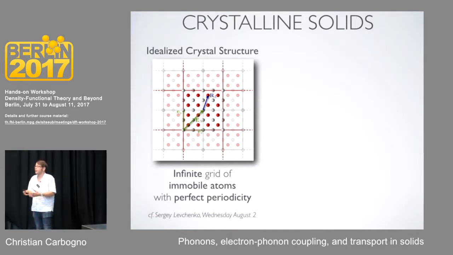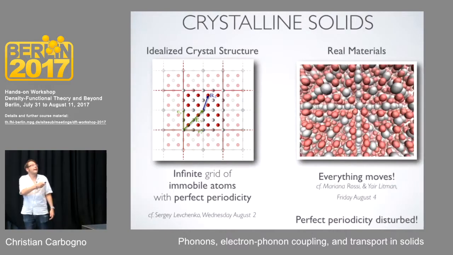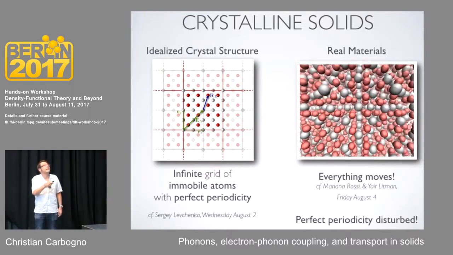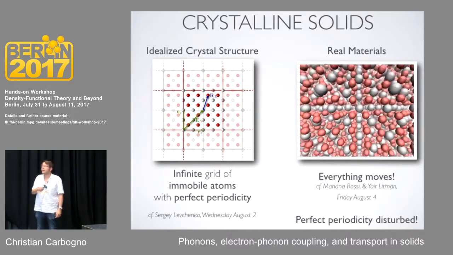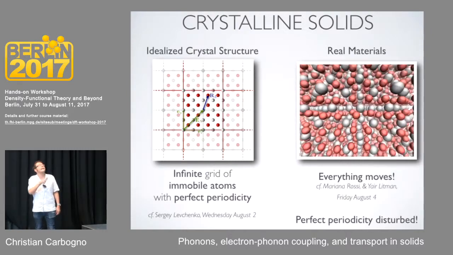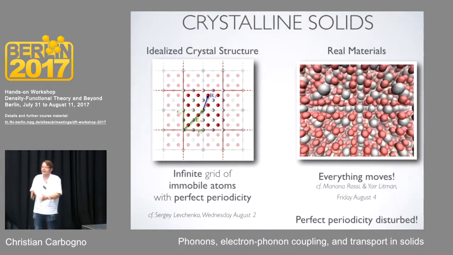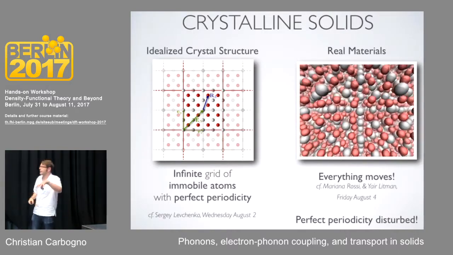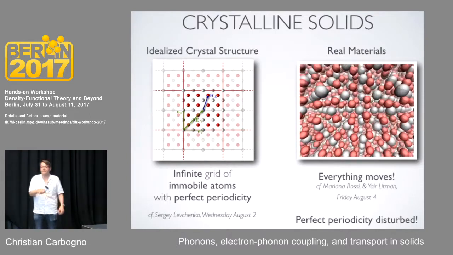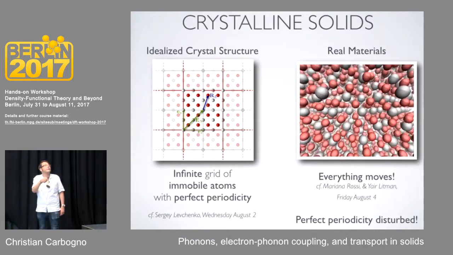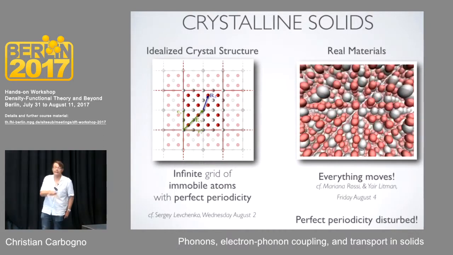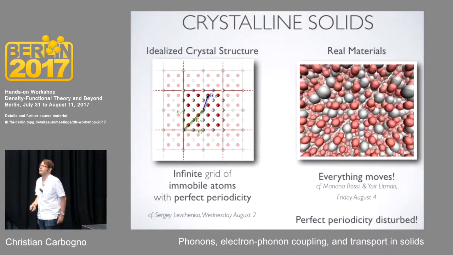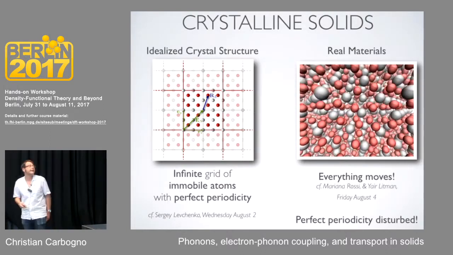On the other hand, what you also learned is that at finite temperatures, but even at 0 K due to quantum nuclear effects, everything is always moving. And this obviously implies that also this idealized picture of a static crystal with a perfect symmetry is only realized on average, but not at a microscopic level. So on a microscopic instantaneous level, the symmetry is always broken like you see here. The perfect periodicity is disturbed. And this has some very important consequences for many features of materials.